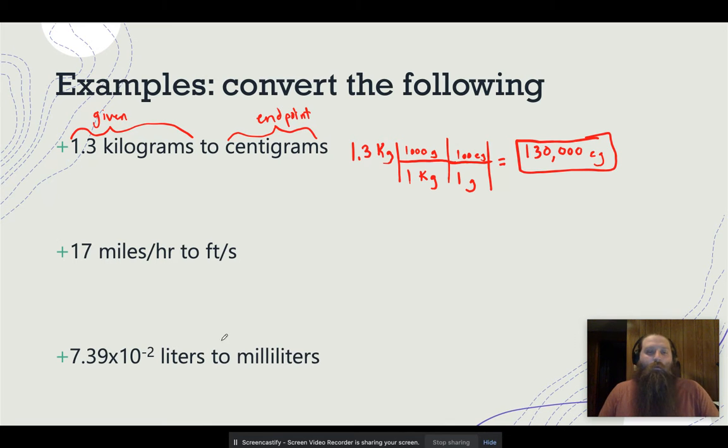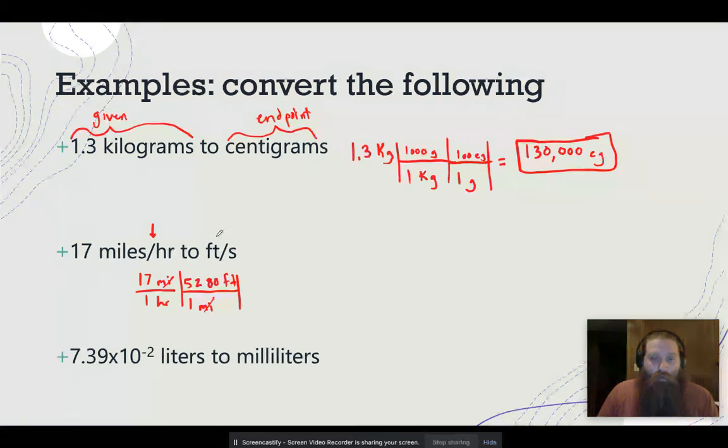All right, let's do miles per hour to feet per second. So this is a per unit. All right, it has that division bar. So I write it like this. I say 17 miles per 1 hour. So I have something on the top and something on the bottom of my fraction already. I know that 1 mile has 5,280 feet. That gets rid of miles and leaves me with feet on top of the bracket, which is what I want in my answer right here.